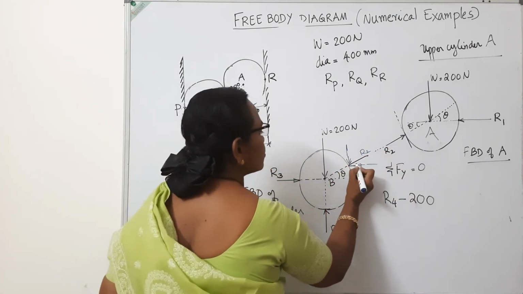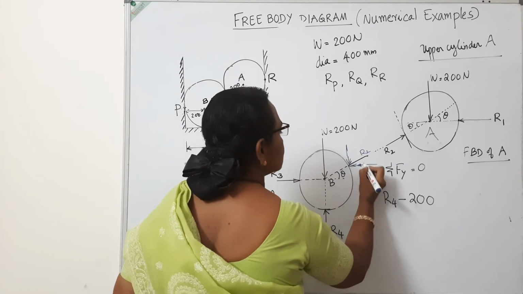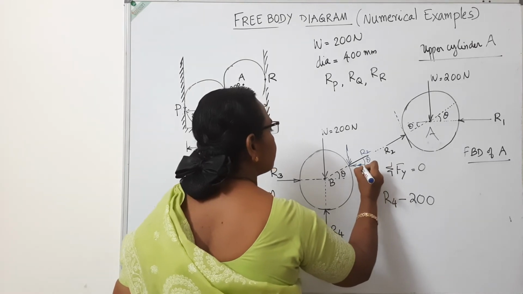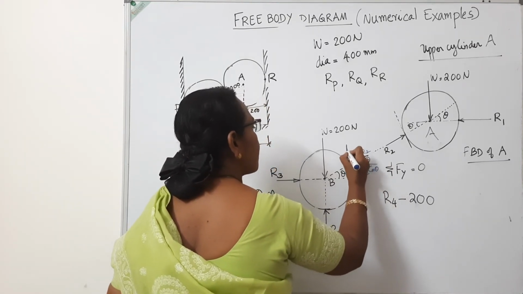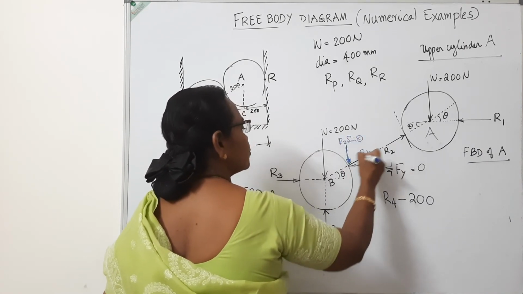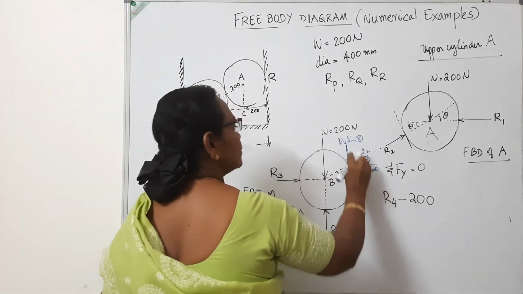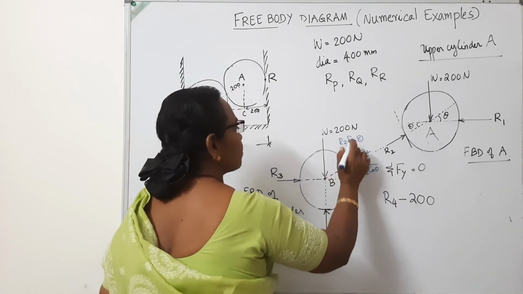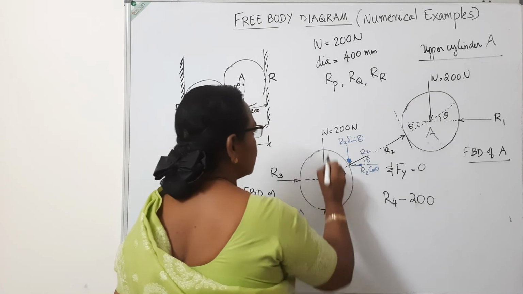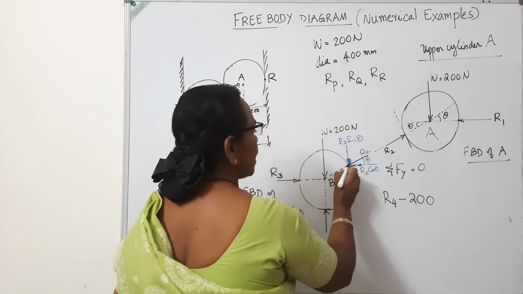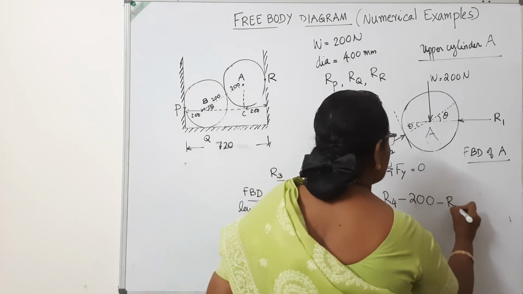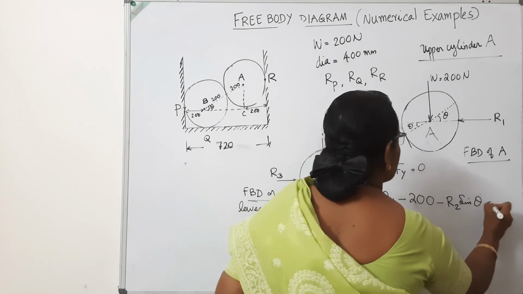This will be having two components. R2 is acting towards, so these are the two components. This angle is theta, so this is R2 cos theta, and this vertical component is R2 sin theta. So this inclined force R2 has to be resolved into R2 cos theta and R2 sin theta. So sigma Fy: R4 minus W, and this R2 sin theta is acting downward, so minus R2 sin theta is equal to 0.